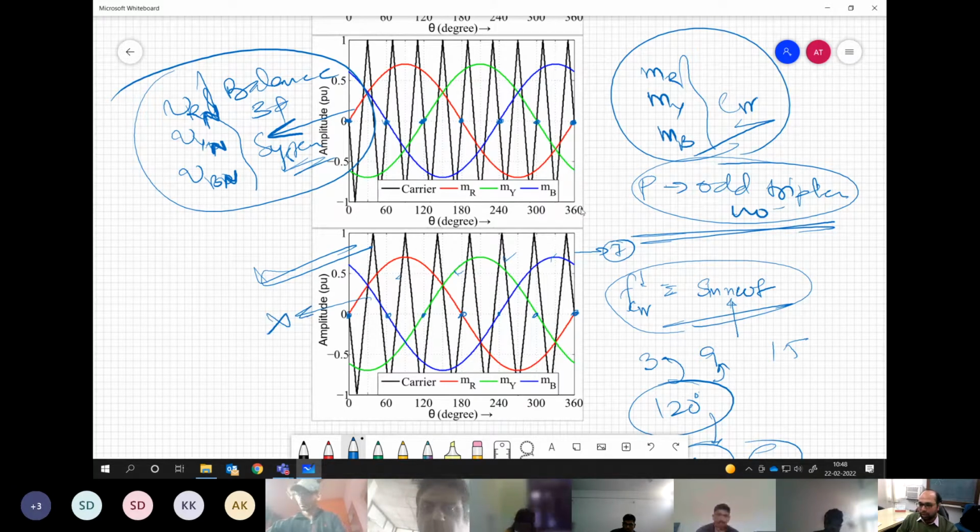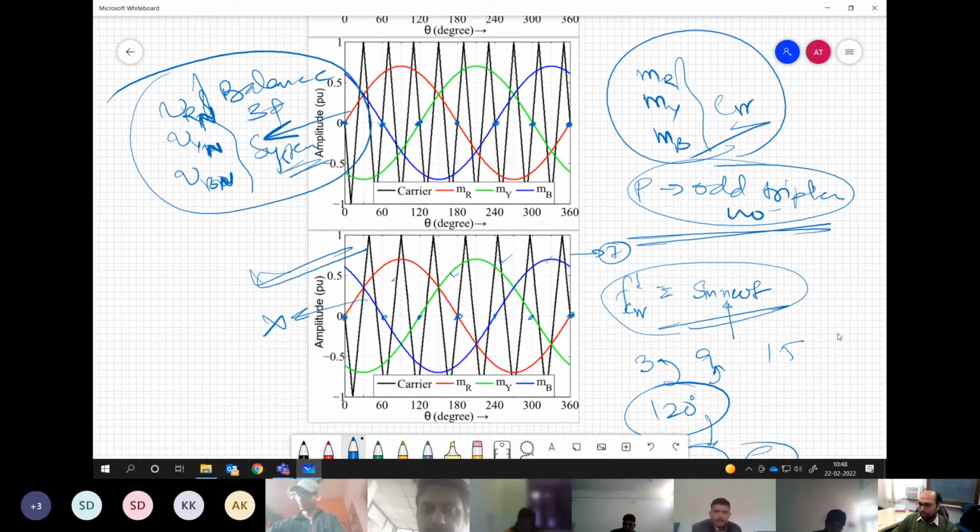So the conditions on pulse number, we have understood that it should be an integer first. The foremost condition is that it should be an integer. Then it should be an odd integer if you want to get rid of even harmonics. Now if you want to get rid of the triplet harmonics, you should maintain three-phase symmetry, and for that the pulse number should be an odd triplet pulse number.